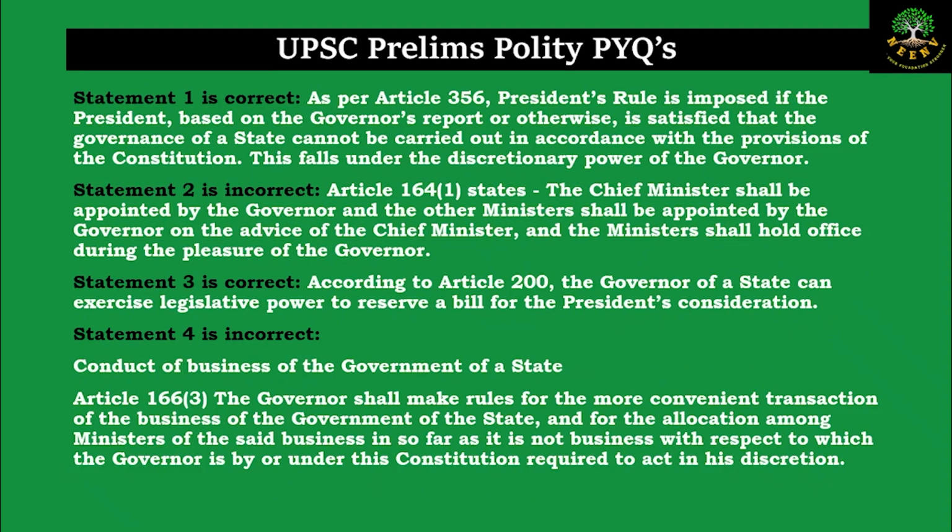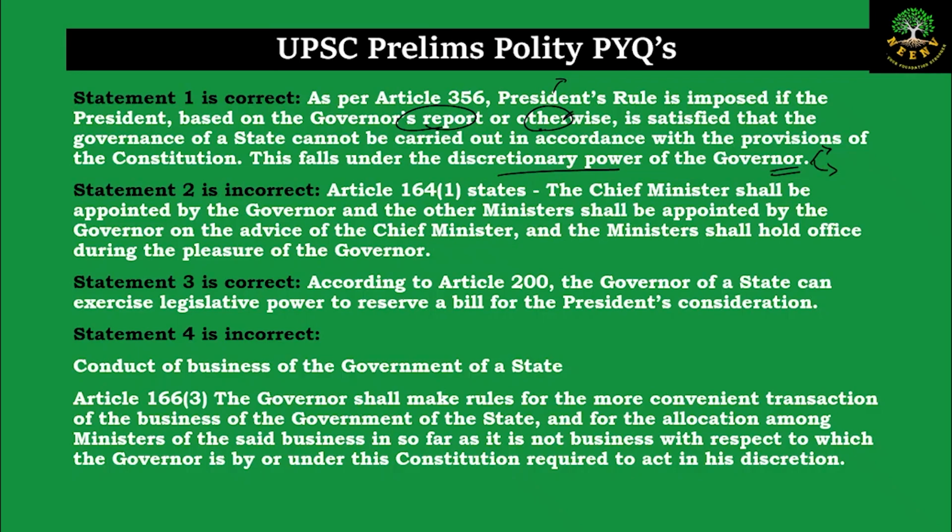Now, why is statement 1 correct? As per Article 356, the President's rule, like I said, is imposed if the President, based on the Governor's report or otherwise, is satisfied that the governance of the state cannot be carried out in accordance with the provisions of the Constitution. So that is why this falls under the discretionary power of the governor. The governor may send a report or may not send a report. Again, for the President to impose the rule, it doesn't matter whether the governor has sent a report or otherwise, that is, he has not sent a report.